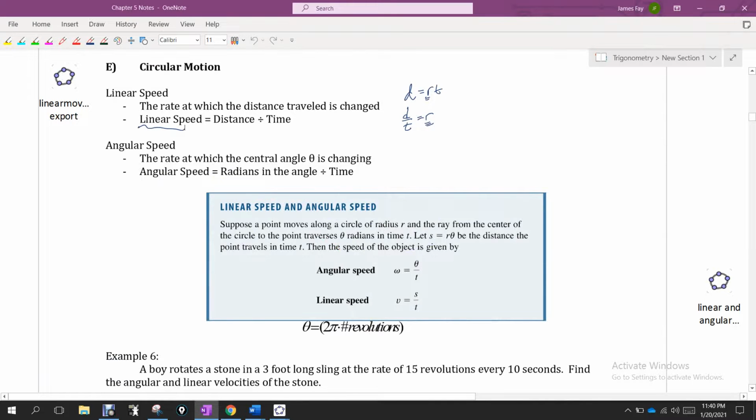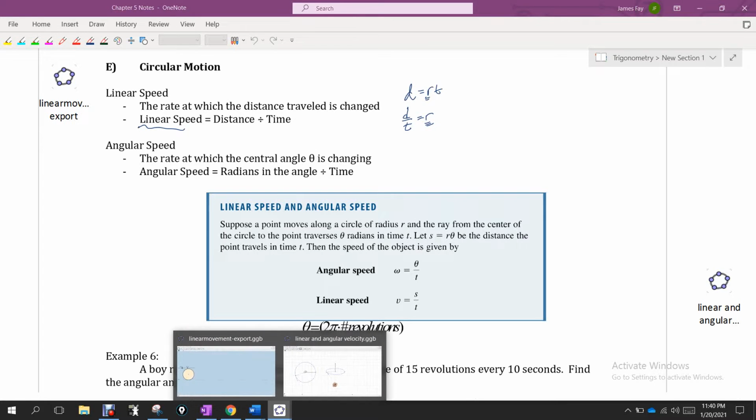So suppose a point moves along a circle of radius r, and the ray from the center of the circle to the point traverses theta radians in time t. Let s equal r theta. That's the arc length formula. Let s be the distance the point travels in time t, and that's really what we've got going on here.